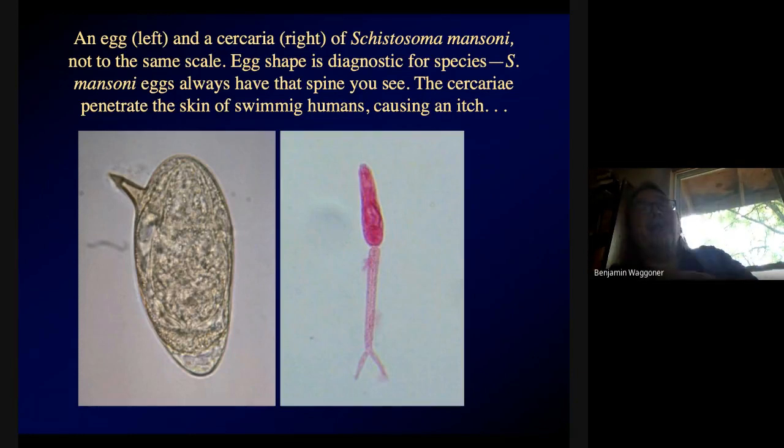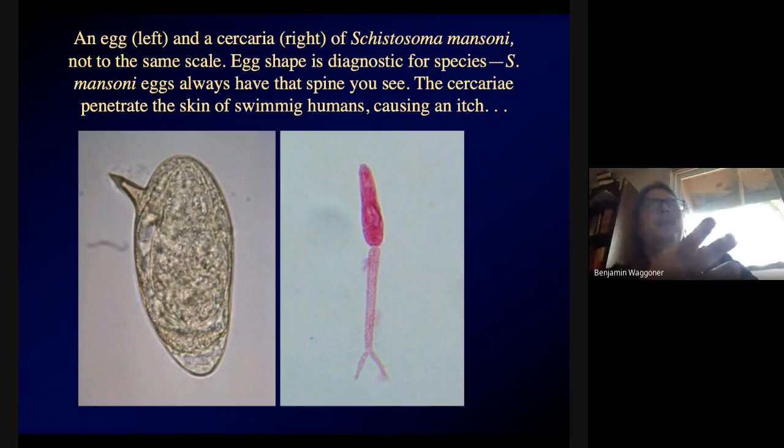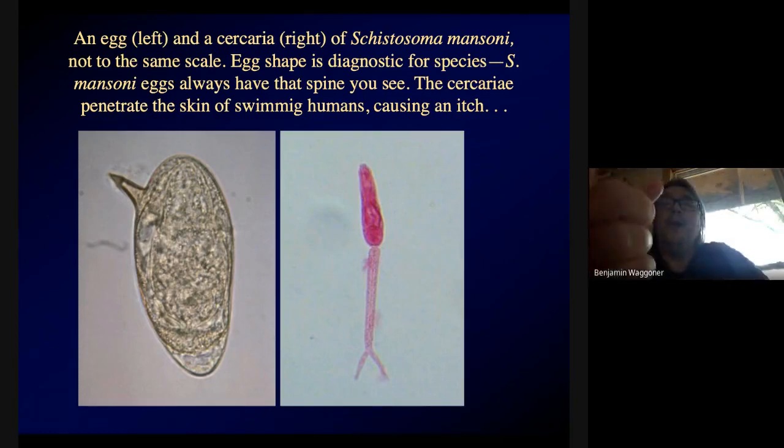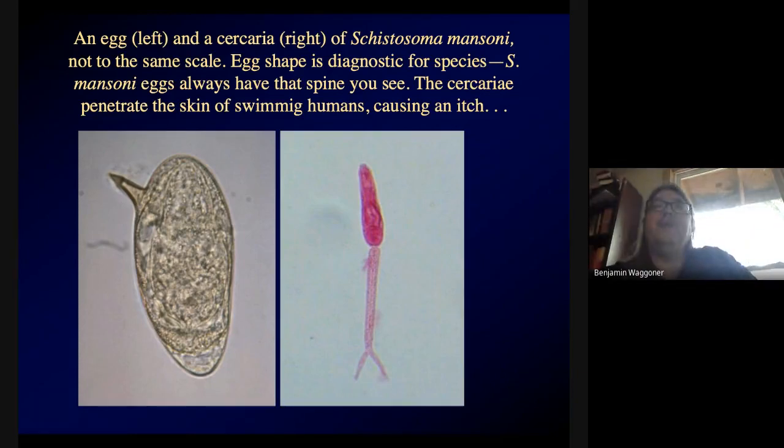Those eggs will hatch into miracidium larvae. The miracidium will reproduce in a snail. And then the cercaria on the right come bursting out of the snail, and that's what will penetrate the skin of a human that's immersed in the water.